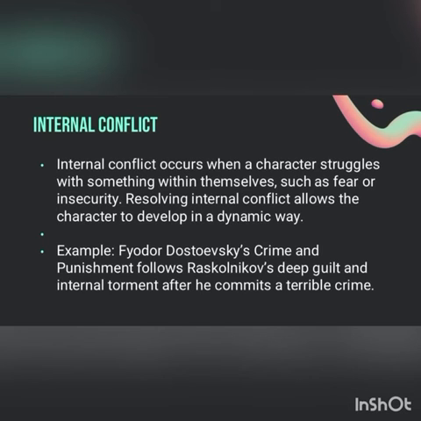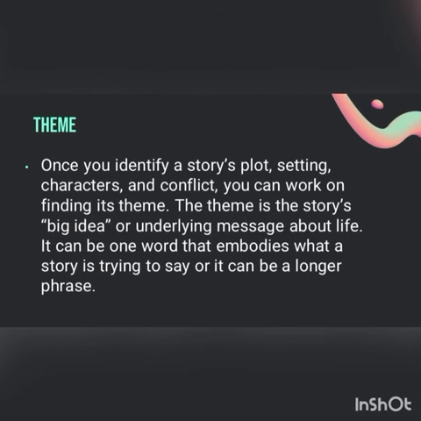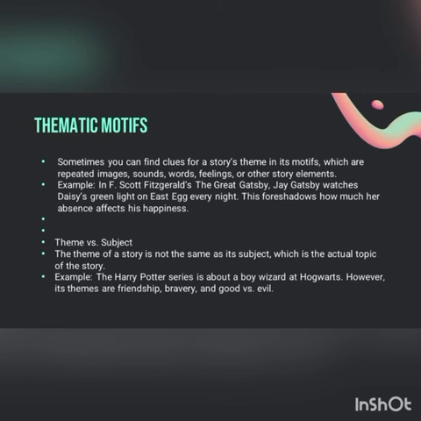The most important one that we are going to discuss now is the element that is theme. Once you have a story's plot, setting, characters and conflicts, you can work on finding its theme. The theme is a story's big idea or underlying message about life. It can be one word that embodies what a story is trying to say, or it can be a longer phrase.